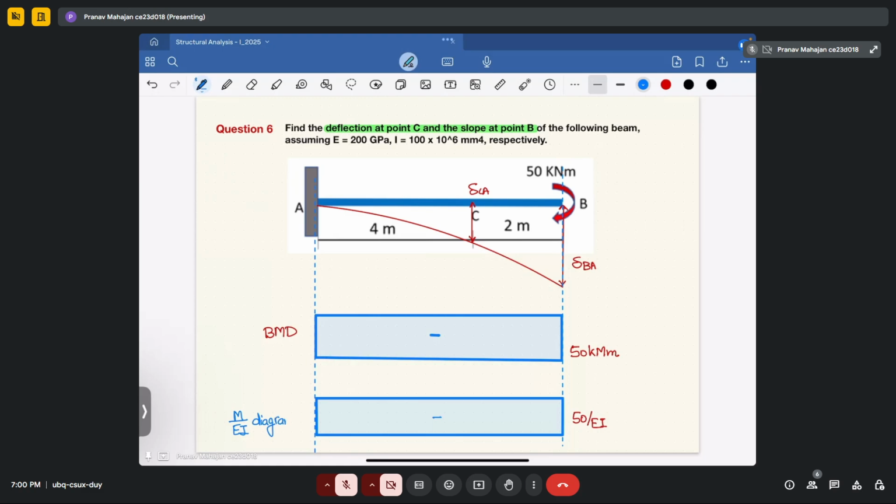Now to find the deflection at point C, you will take the moment of the area. Which area will you take? You have to take this area.